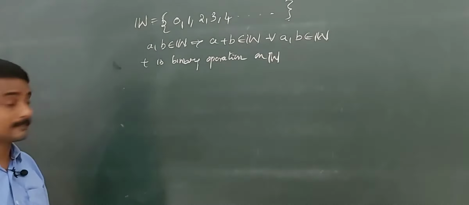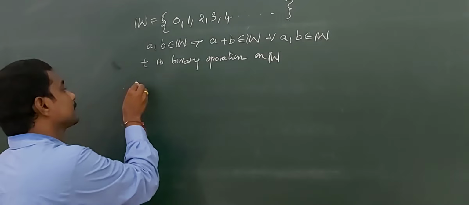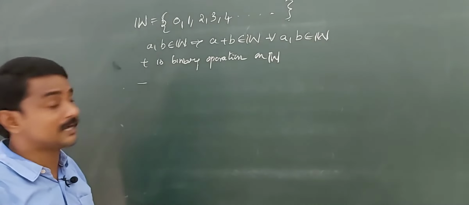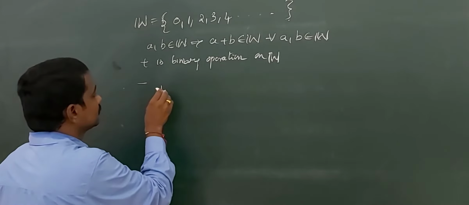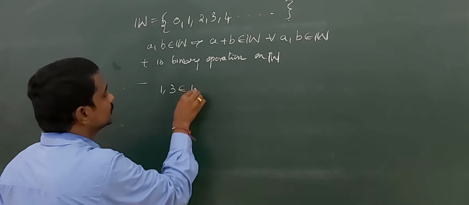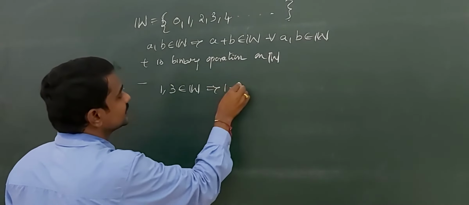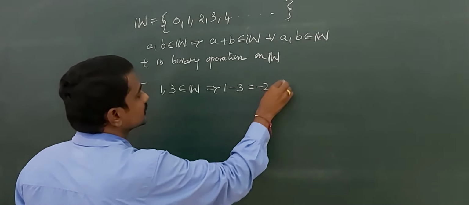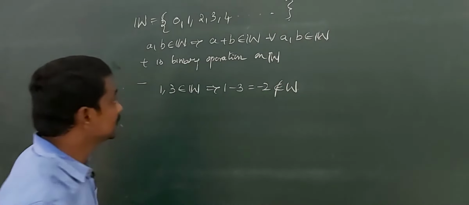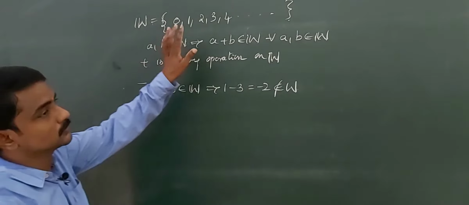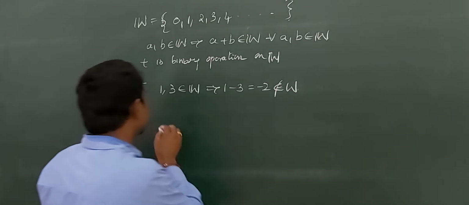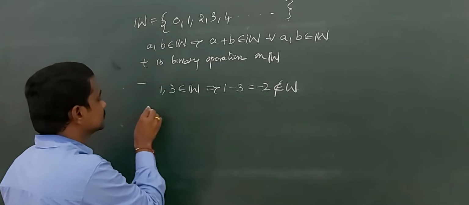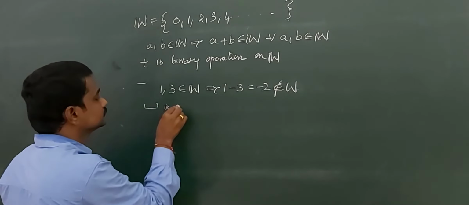Next, subtraction. Subtraction is not a binary operation on W, because for any elements 1, 3 belonging to W, 1 minus 3 is equal to minus 2, which does not belong to W. W contains 0, 1, 2, 3, 4 and so on, with no negative numbers. So subtraction is not a binary operation on W.